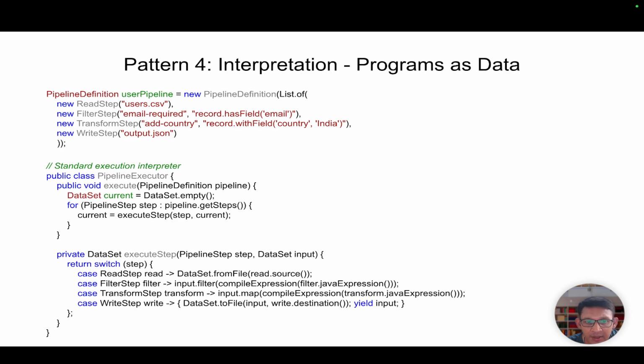For a read step, it reads from the file. For a filter step, it compiles the Java expression string into an actual predicate and applies it. For the transform step, it compiles the expression into a transformer function. For a write step, it writes the data to the destination.